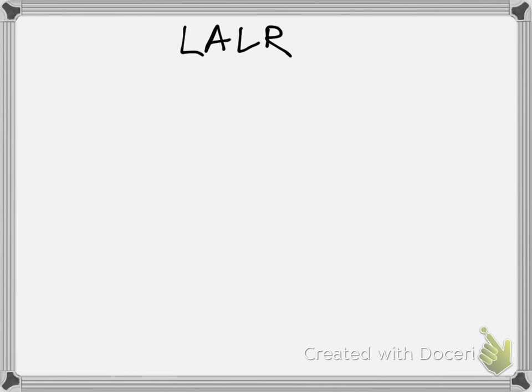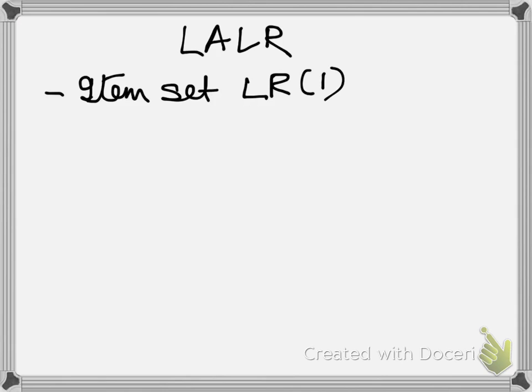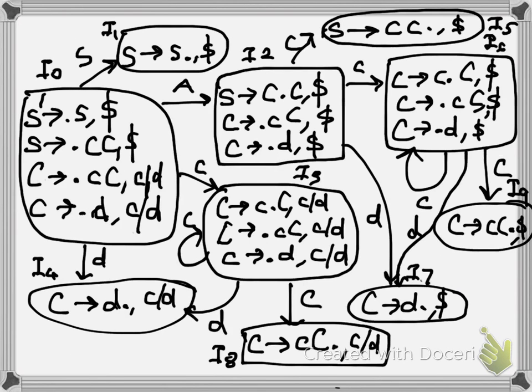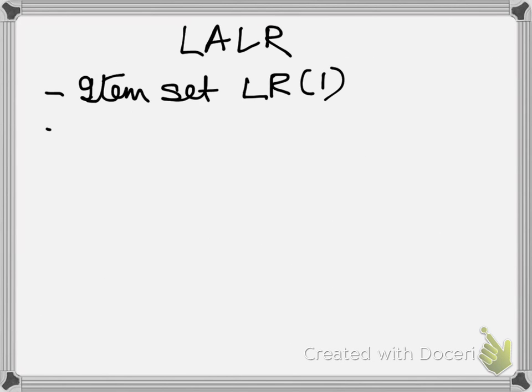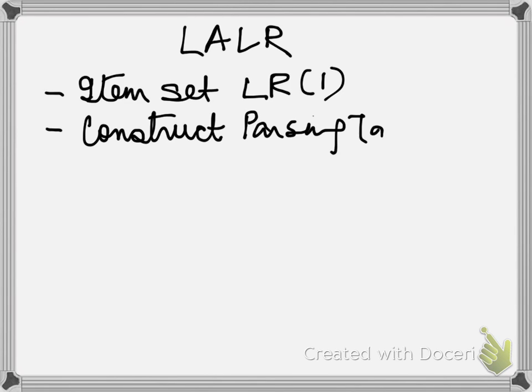So for construction of the LALR parsing table, we have to construct the item sets same as LR(1). So this diagram that we had already constructed is going to be used again. And then we are going to construct the parsing table.